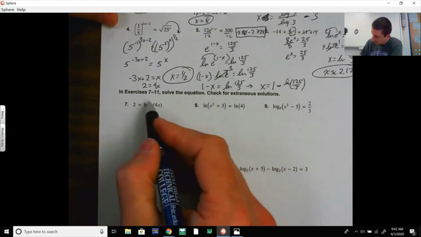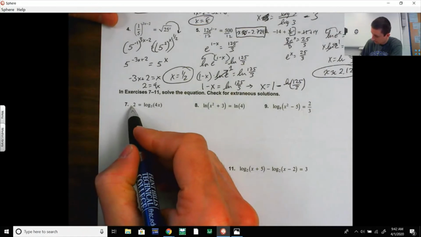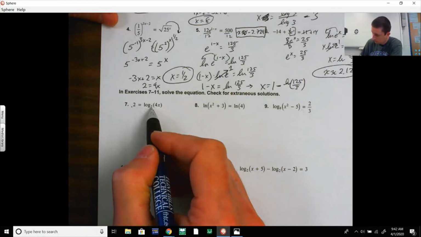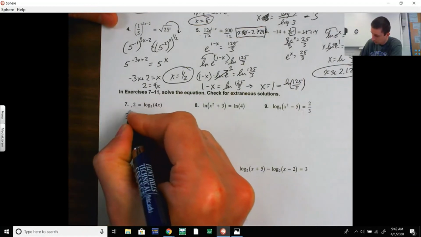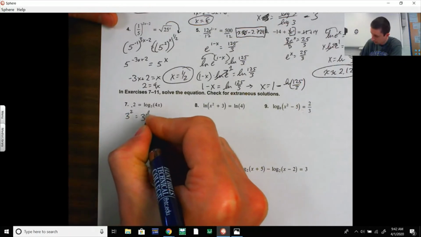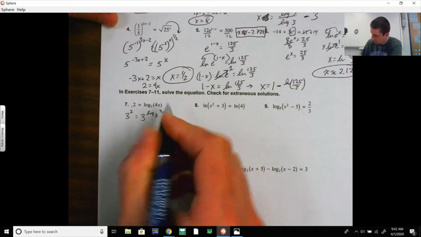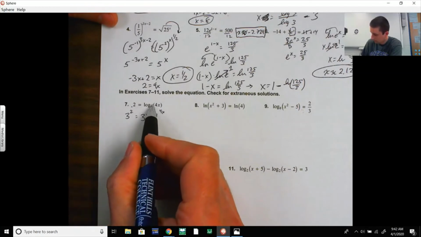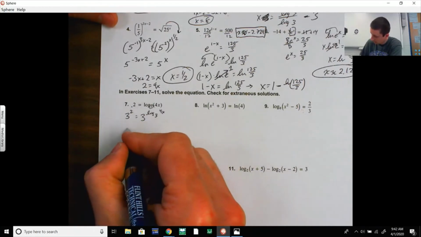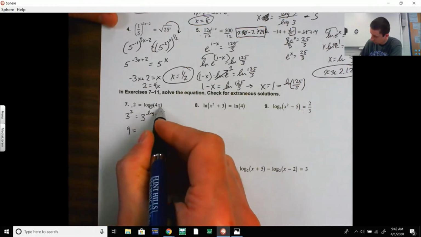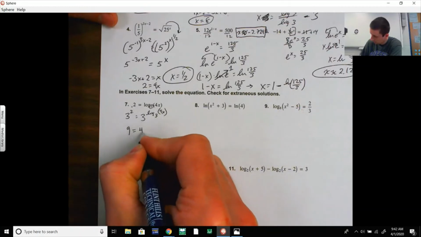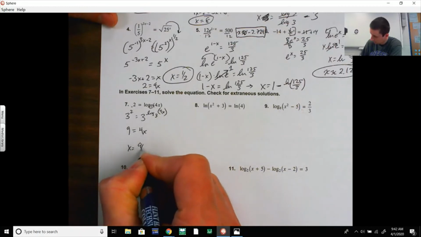So, a log and a constant. Okay, so we're going to raise both sides with a base of 3. So 3 squared equals 3 to the log base 3 of 4x. Okay, we use 3 because of that 3 right there. So 9 equals this part up here, since those are the same bases, 4x, so x equals 9/4.